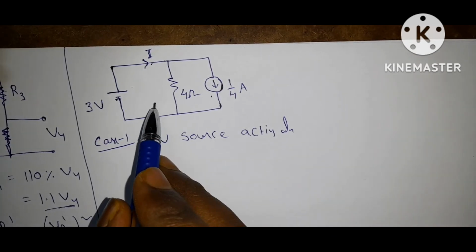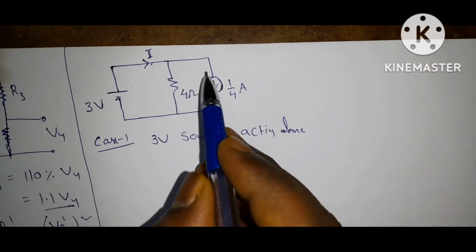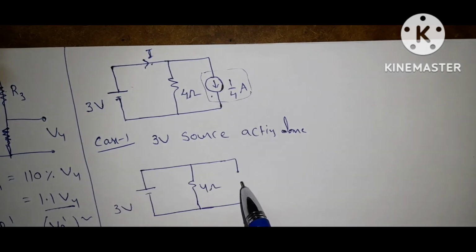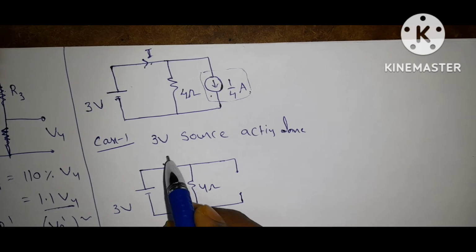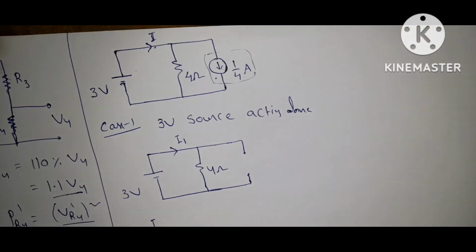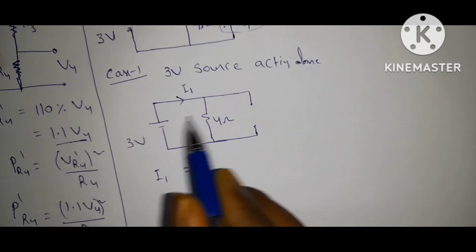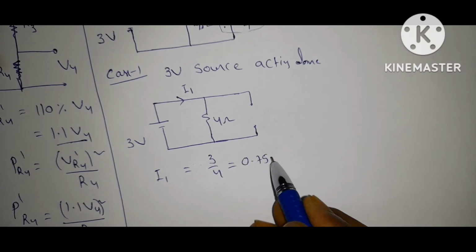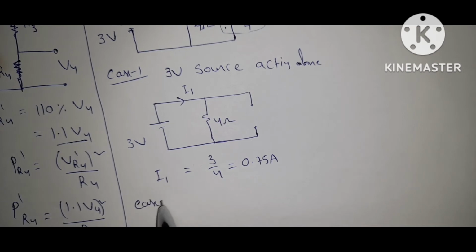Case 1: I am considering the 3 volt source acting alone. If the 3 volt source is acting alone, then this 1/4 ampere source is an open circuit. The circuit becomes like this. Here the response, let it be I1. Now find I1. I1 is equal to 3/4, that is 0.75 amps.